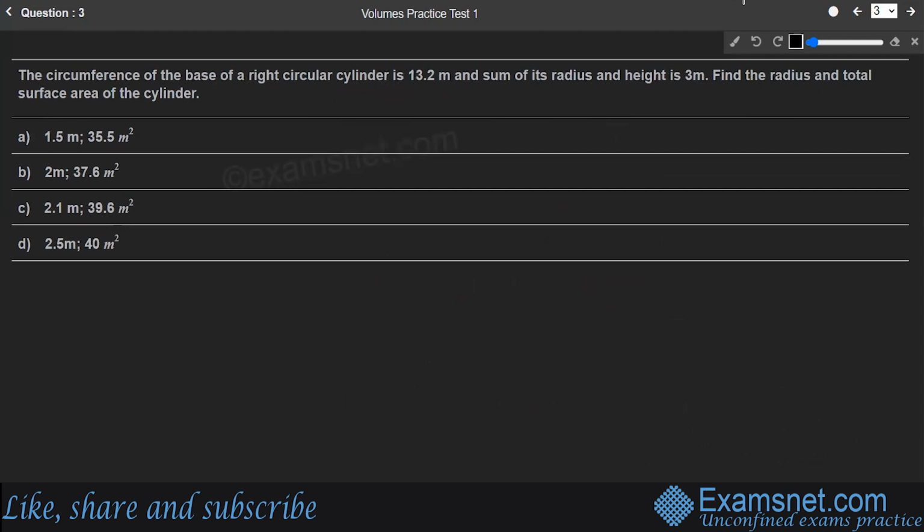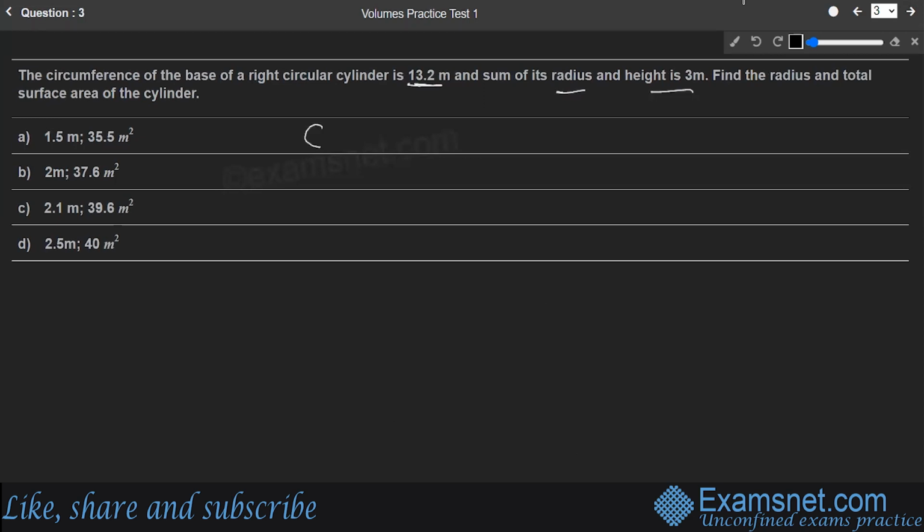Now, in the next question, he says the circumference of the base of a right circular cylinder is 13.2 meter and the sum of its radius and height is 3 meter. So what is he saying? Circumference of the base of the right circular cylinder. Obviously the base of the cylinder is nothing but a circle. So the circumference of this is given.